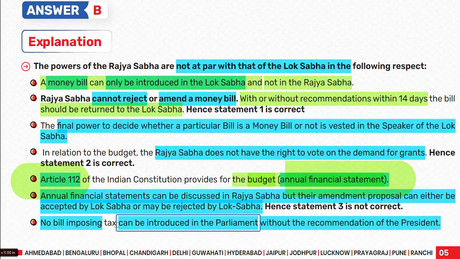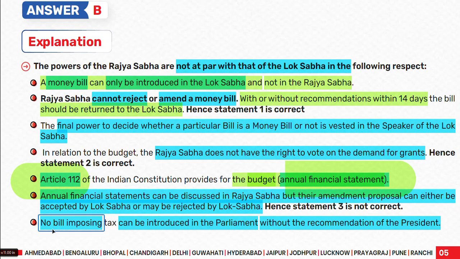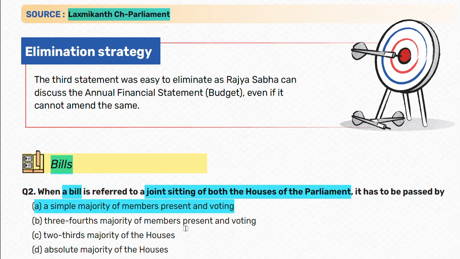No bill imposing tax can be introduced in the Parliament without the recommendation of the President. If you want to impose any kind of tax for which you are bringing a bill, you must have the recommendation, the consent of the President. Now moving ahead, the elimination strategy: the third statement was easy to eliminate, as the Rajya Sabha can discuss the annual financial statement, the budget, even if it cannot amend the same.